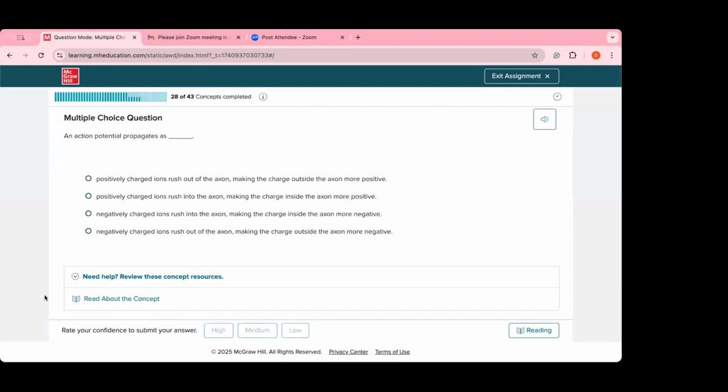So an action potential propagates as positively charged ions rush into the axon, making the axon more... I think it's the second one. I think it's the second one.